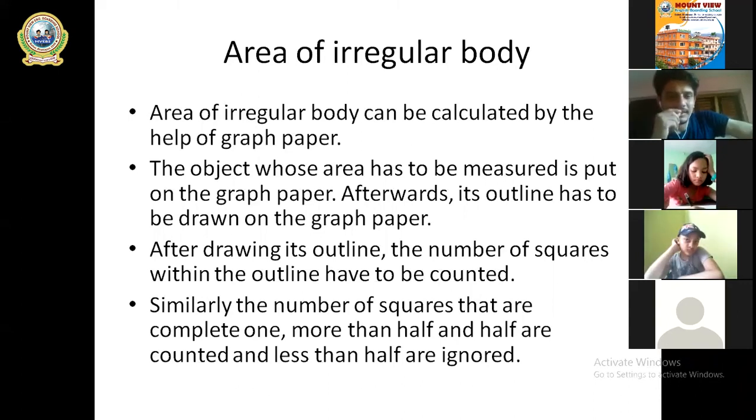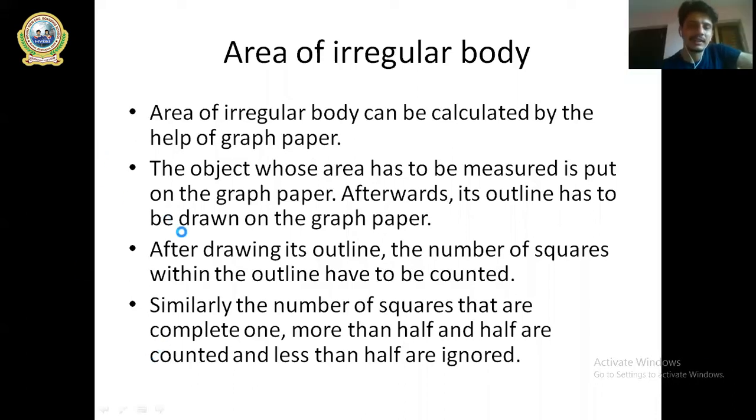Afterwards, its outline has to be drawn. You'll have to draw the picture of that object, its outline. After drawing the outline, the number of squares within the outline has to be counted. Squares that are complete, more than half, and exactly half are counted, and squares less than half are ignored.